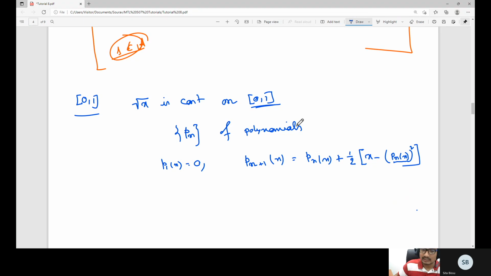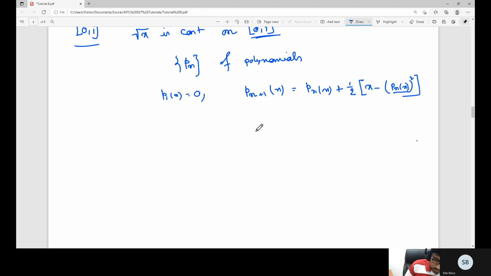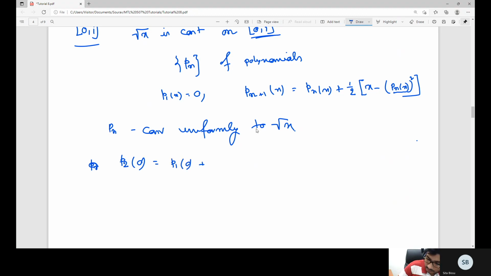Anyway, okay. So now you see this converges uniformly to root x, right? This is what you know. So now these Pn's converge uniformly to root x. And you also can say that P2(0) is P1(0) plus half of 0 minus P1(0) squared.